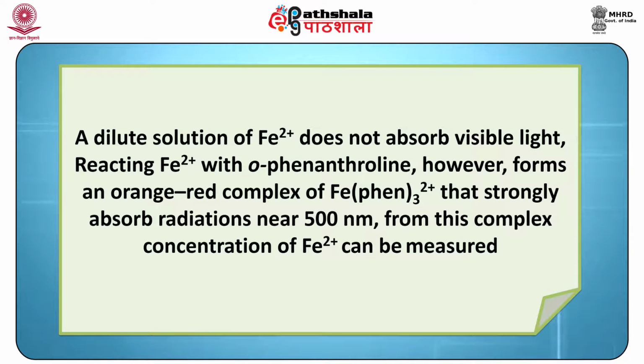For example, a dilute solution of Fe2+ ions does not absorb visible light. Reacting the ferrous ions with orthophenanthroline, however, forms an orange-red complex of ferrous phenanthroline 2+ and strongly absorbs the radiation near 500 nanometers. From this complex, concentration of Fe2+ ions can be measured.